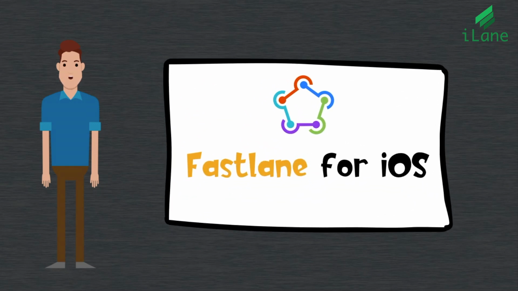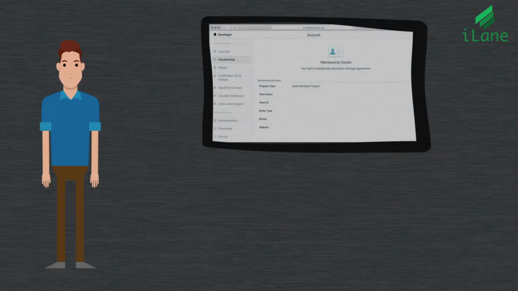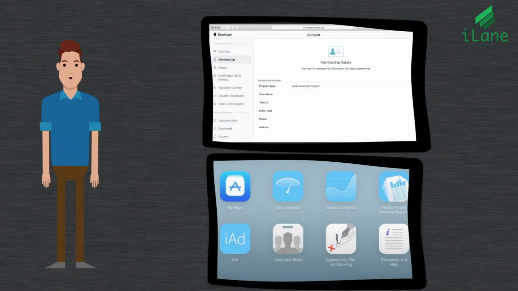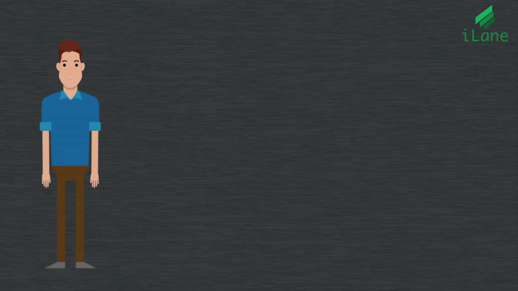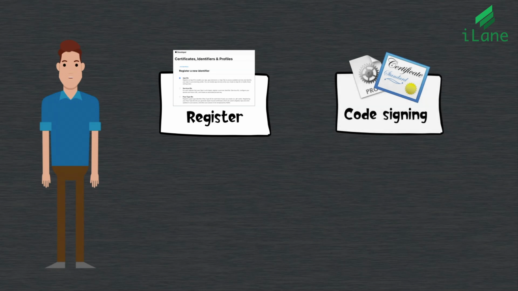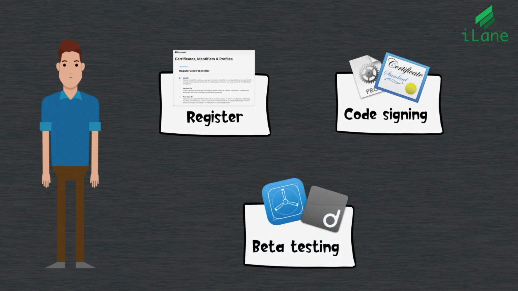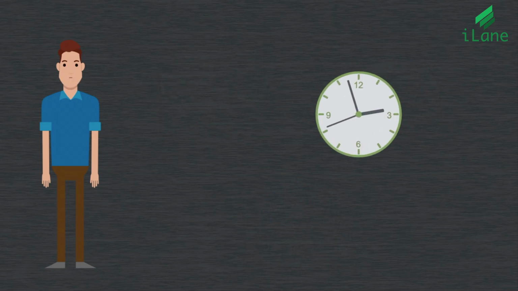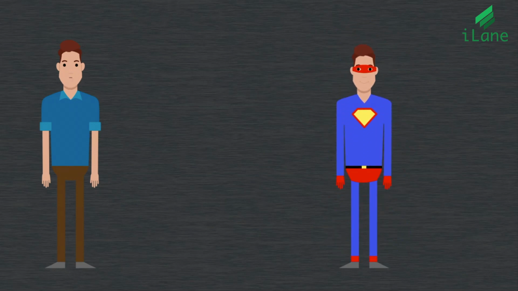In addition to coding, an essential part of an iOS developer is working effectively with the Apple Developer Portal and App Store Connect. There are many tasks related to the Apple ecosystem such as registering applications, code signing, beta testing, and so on. They can be highly time-consuming. And now, Fastlane comes to help you.